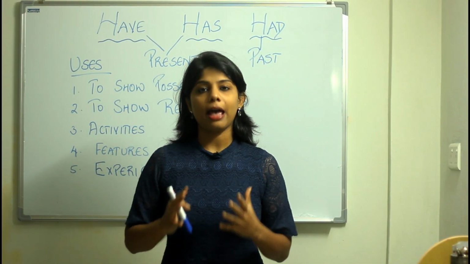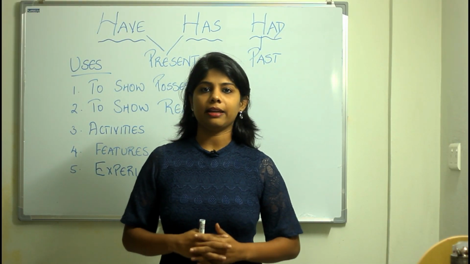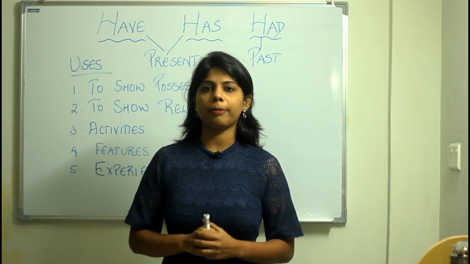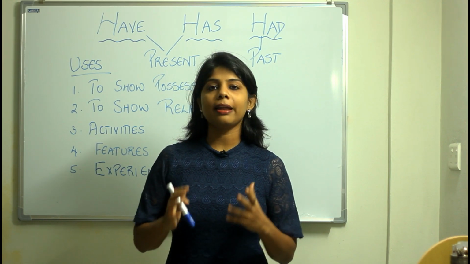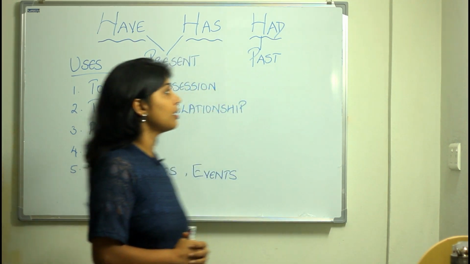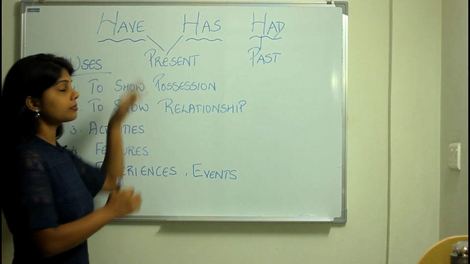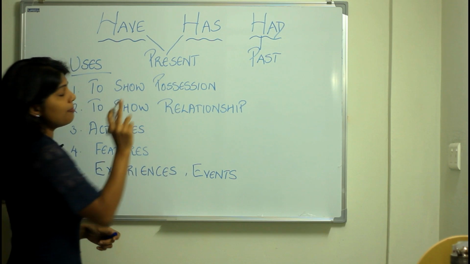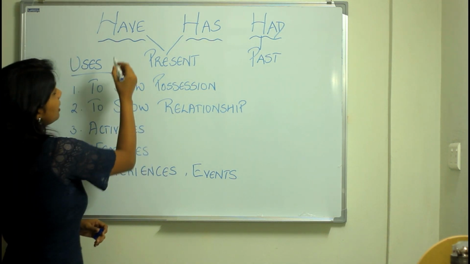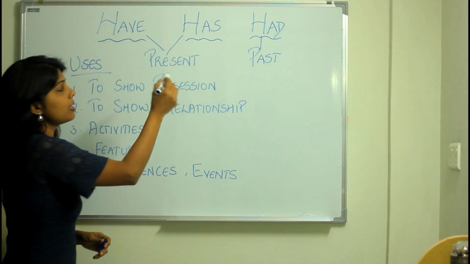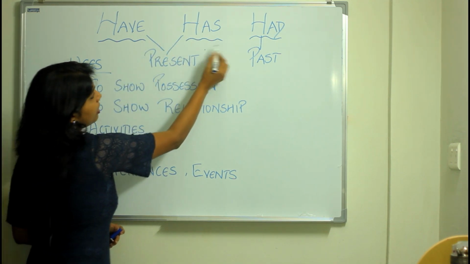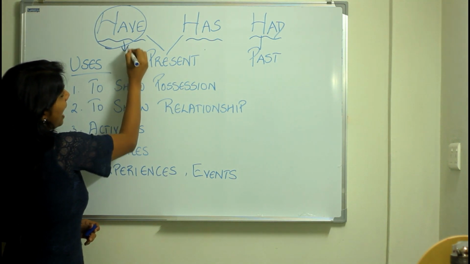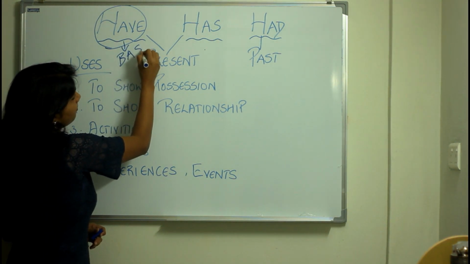We use the verb have many times in our daily lives. However, it still seems to be one of the most confusing topics for many students. So let's clear it out today. The word have, has and had. Let me clear one thing first. These are no different words. These are forms of the same verb have. So the verb have is the base form.